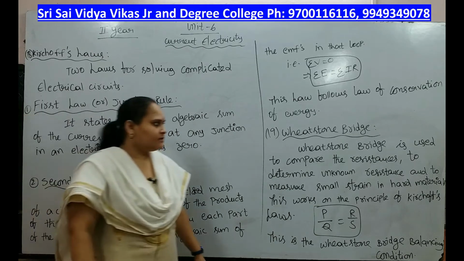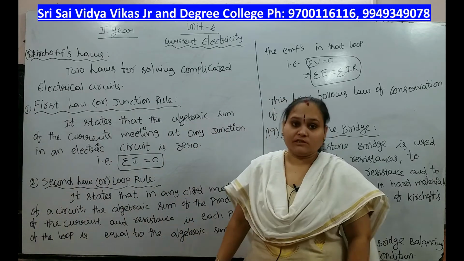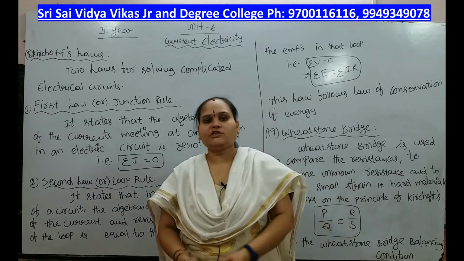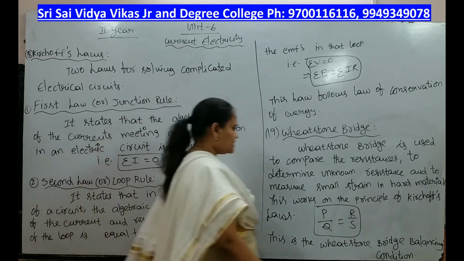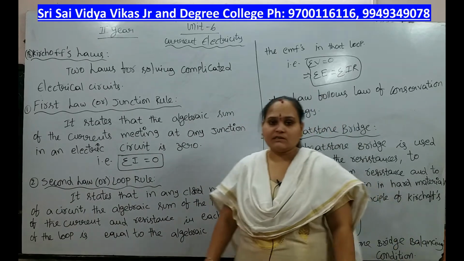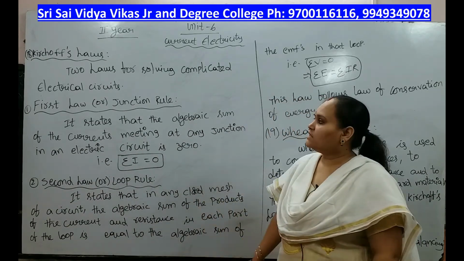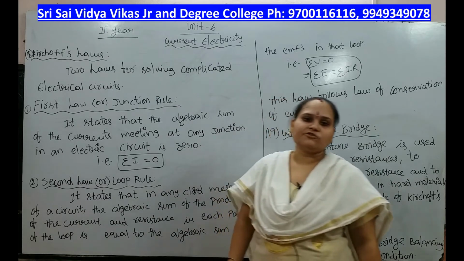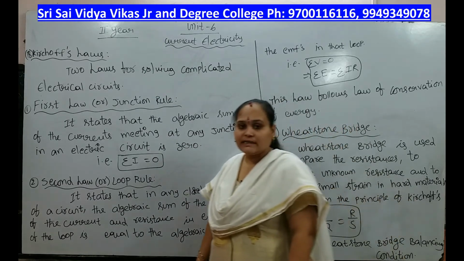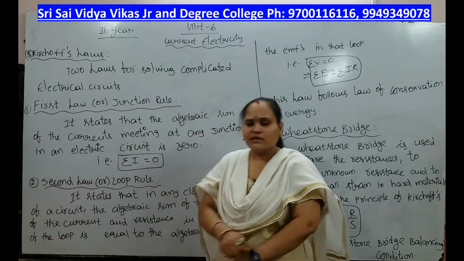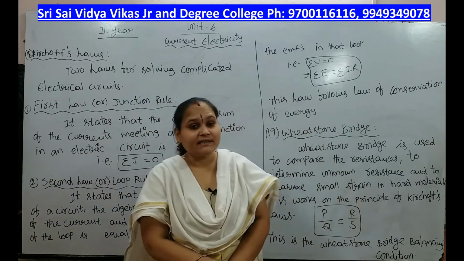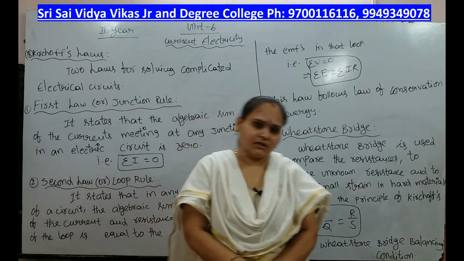Today our topic is to discuss the Kirchhoff laws, Wheatstone bridge, meter bridge, and comparison of potentials. Now we are discussing the Kirchhoff laws. Kirchhoff laws are two laws, the first law and the second law. The first law is also known as the junction rule, and the second law is also known as the loop rule. We solve complicated circuits by using the Kirchhoff laws.